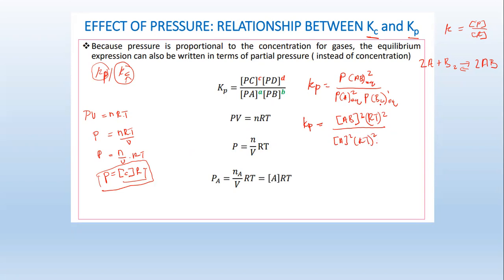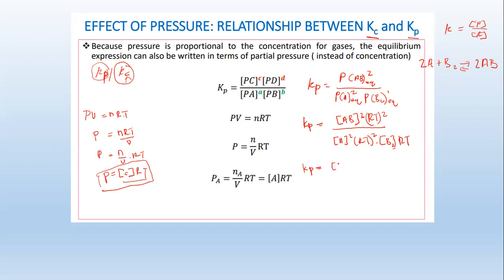Therefore, what is the pressure of B? Again, we're using the very same formula. We're going to say concentration of B. Remember, it's B2, the subscript over there is supposed to be 2. Multiply by RT, right?